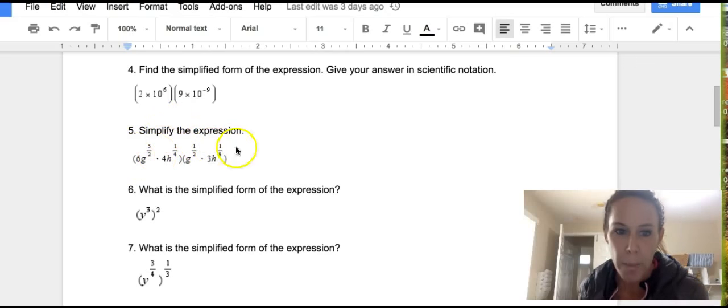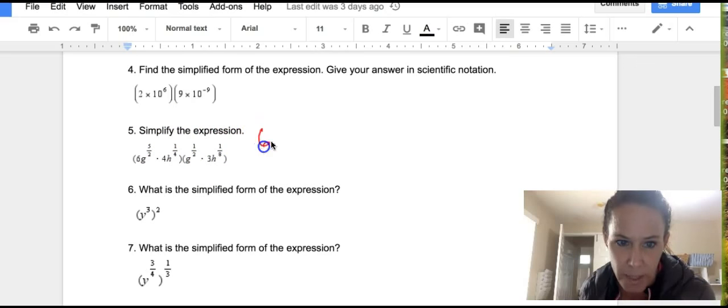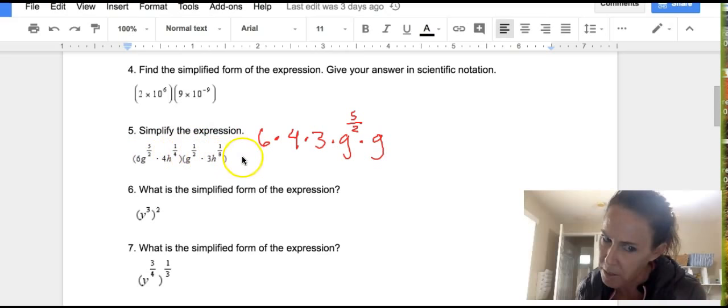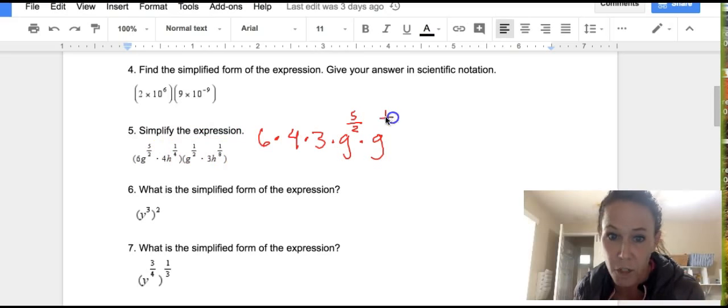I'm going to put my constants next to each other so I can see how I'm going to multiply those. 6 times 4 times 3. Then I'm going to write my variables next, times g to the 5/2. And I'm not going to write h next, I'm going to write this g next. Everything is multiplied. This is all a big long string of multiplication, so I can change the order. Order doesn't matter when I multiply. All right, so I'm going to go g to the 1/2, and then I'm going to write h to the 1/4 and h to the 1/8.